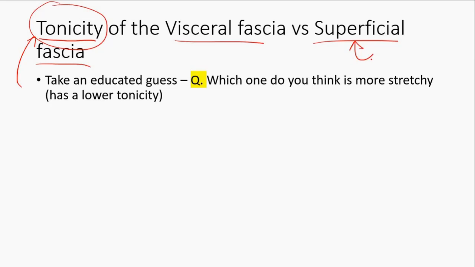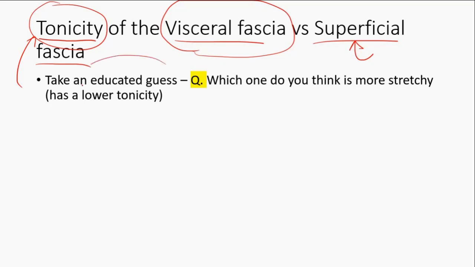Right, exactly. We said that it should be very stretchy because your skin has to stretch. Your superficial fascia is located under the skin, and you want the skin to be stretchy, especially around the joints. You want it to bend and move and do all of that stuff. What about the visceral fascia? Do you want the visceral fascia to be stretchy, or do you want it to be super dense, or do you want it to be in the middle?